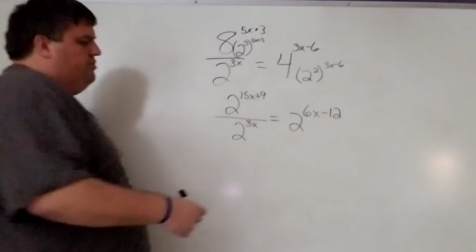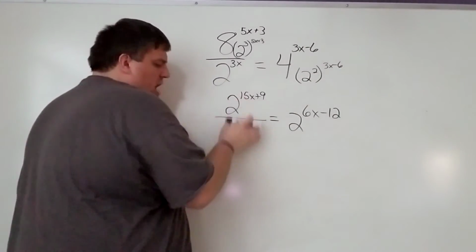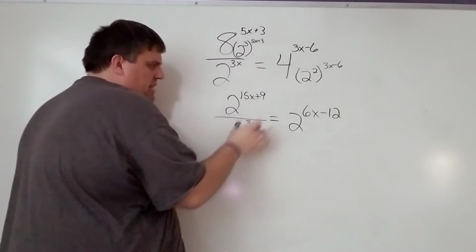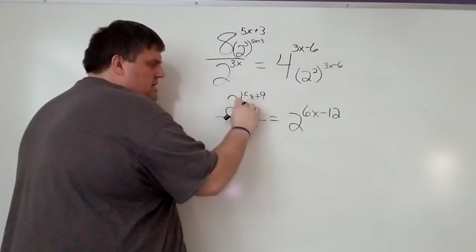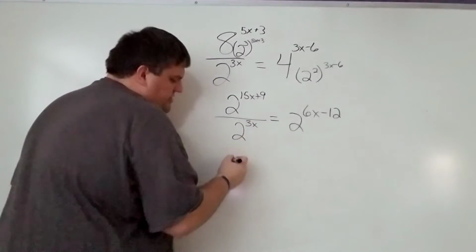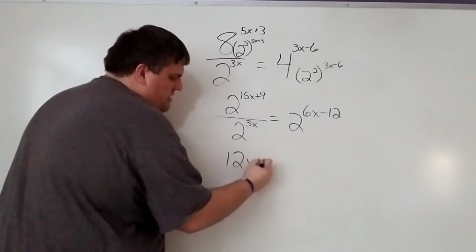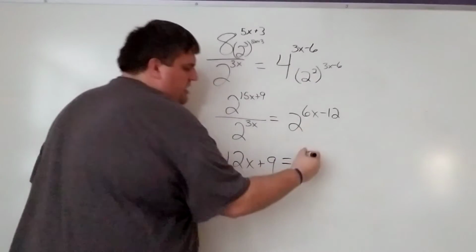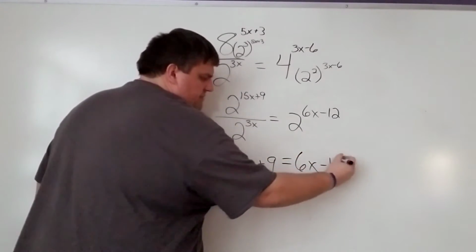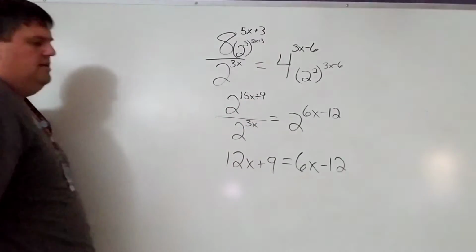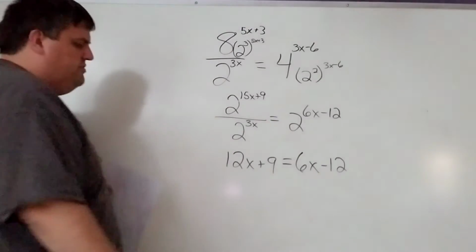And now we have all 2's, but over here we can use a different property, right? Because we're dividing. That means that we have the same base we're dividing, so we can subtract our exponents. So 15x plus 9 minus 3x. 15x minus 3x is just going to give us 12x, and then still plus 9. And then over here, we're just going to have 6x minus 12. So we subtracted these because they had the same base, and we're dividing. That's what the division rule says.